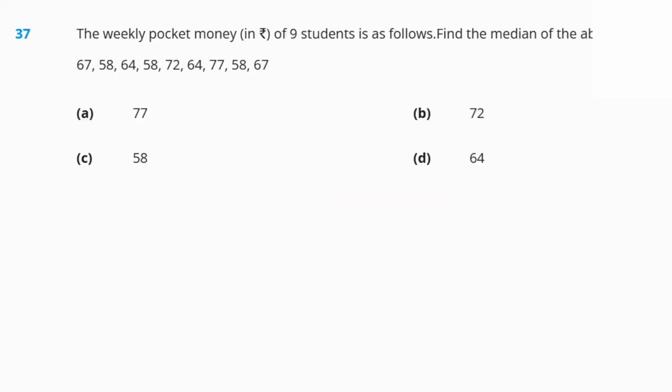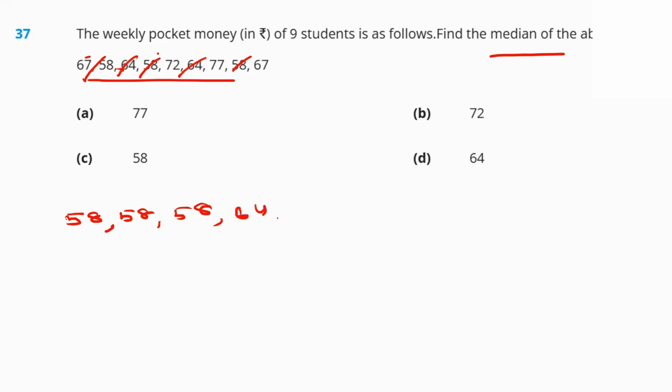Next, question number 37. 9 students' pocket money is given. What is the first step? Whenever we are doing median, you have to arrange it in ascending order first. So 58 is the smallest, 3 58s. Next, we have 64, 64, 64. After that, we have 2 67s, 67 and 67. And next we have 72 and 77.